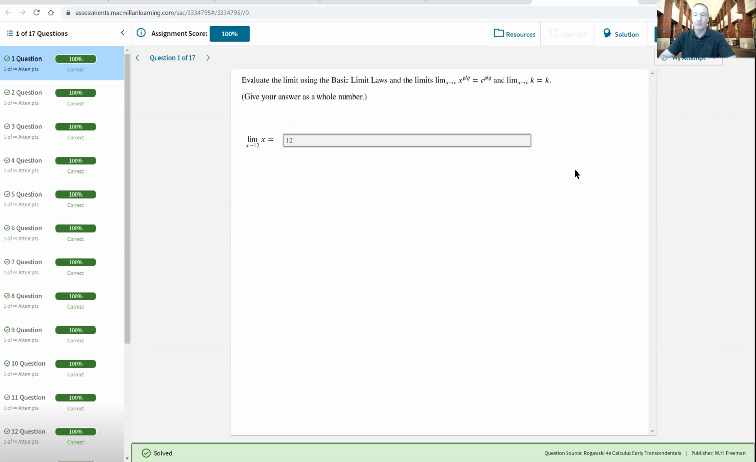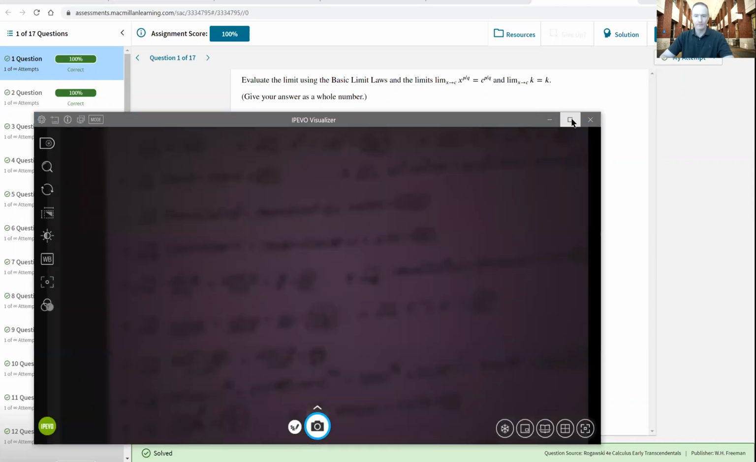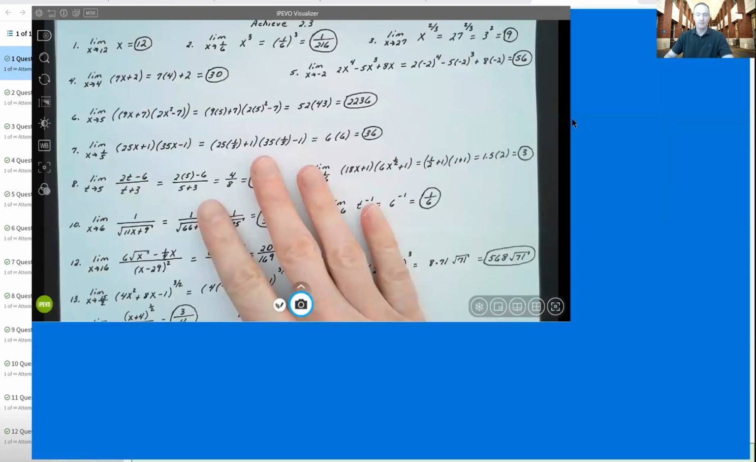Same thing in the second one. The limit as x approaches c of k is just k. Why? Well, because there's no value of x to plug the c in, so for any constant, it's just that constant. Now, for our first problem here, I'll just go ahead and bring this up for all of our problems. Let's see here. Here we go.